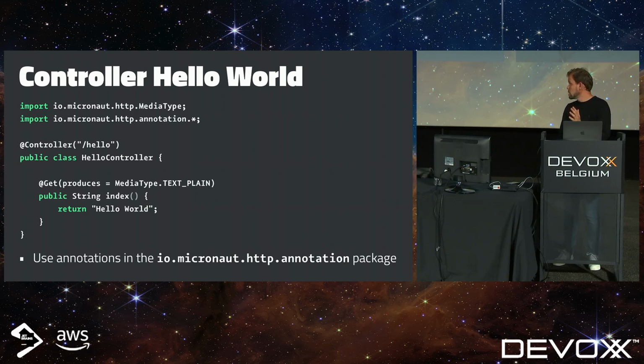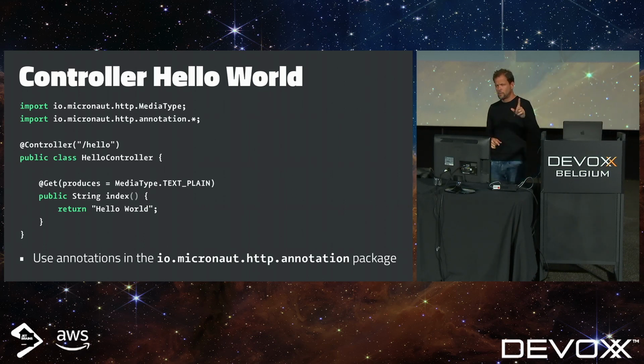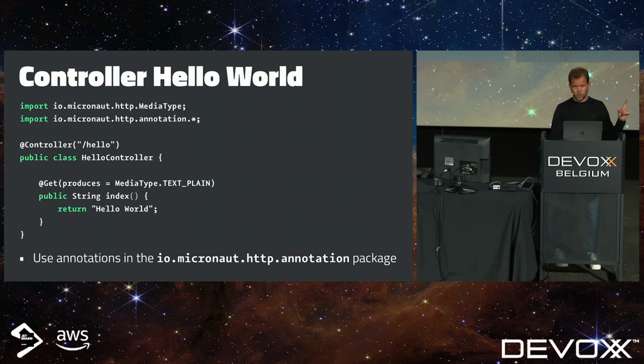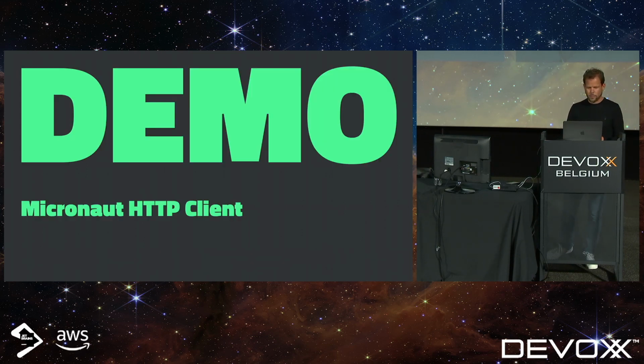You use annotations in the io.micronaut.http.annotation package, but we also support JAX-RS annotations, so we have a module that translates JAX-RS annotations if you prefer that. We have a module that supports Spring annotations if you prefer the Spring ones. Ultimately, they get transformed into the same thing.